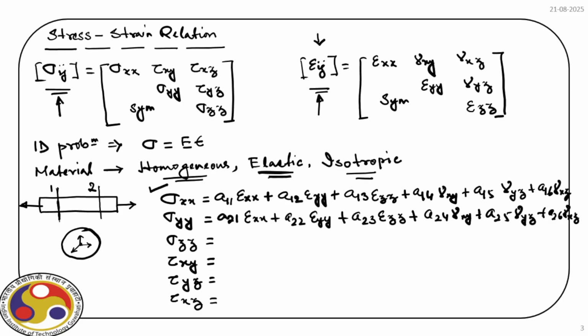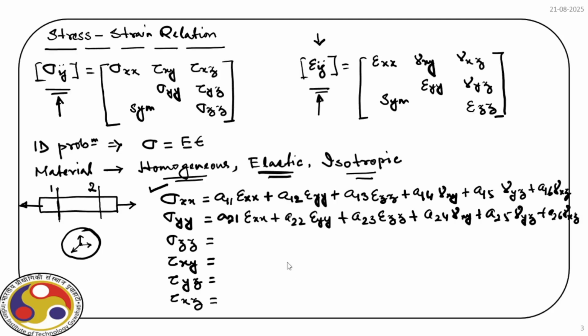So if we do that, what we get is, on the left hand side, all the stress components, then we have Aij, and then we have all the strain components, right? And if you look at this matrix, it is a 6 cross 6 matrix, right?